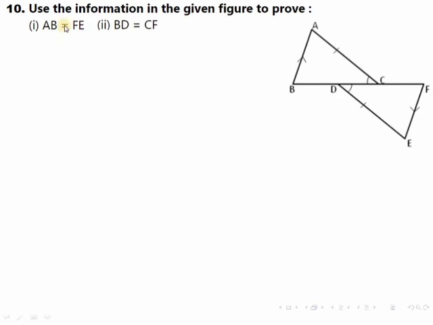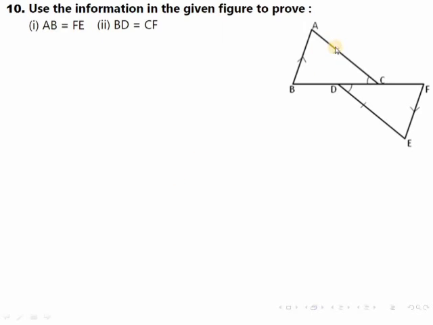Right. So here, using the information given in the figure, you need to prove that AB is equal to EF and BD equals CF. Now let's try to understand the meaning of the diagram. Here you see one arrow, and here also you see one arrow. So it means that AB and FE are parallel to each other. Okay, so AB and FE, they are parallel to each other.